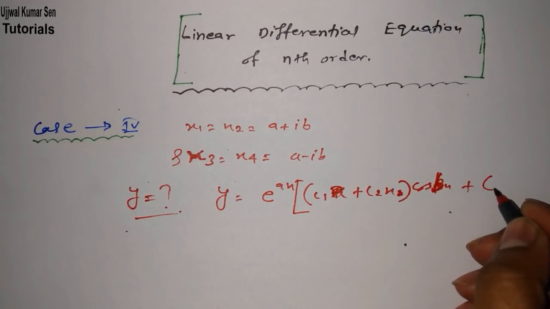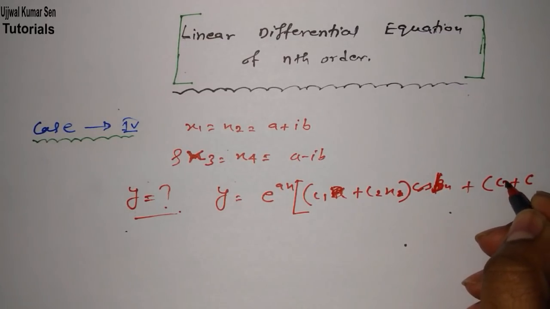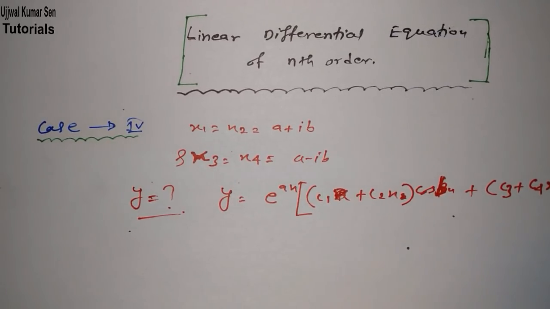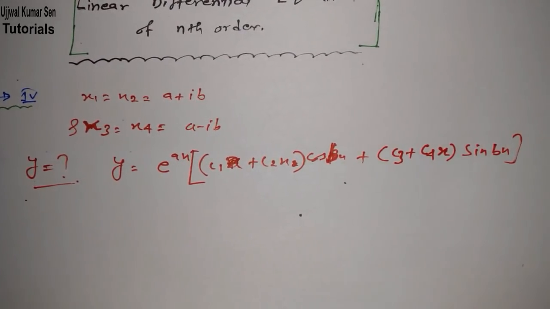And plus c3 plus c4x sin bx. So this is the equation you can write. Let me show you what exactly we can write: y is equal to e to the power ax, (c1 plus c2x) cos bx plus (c3 plus c4x) sin bx. So this is how you can write the equation.